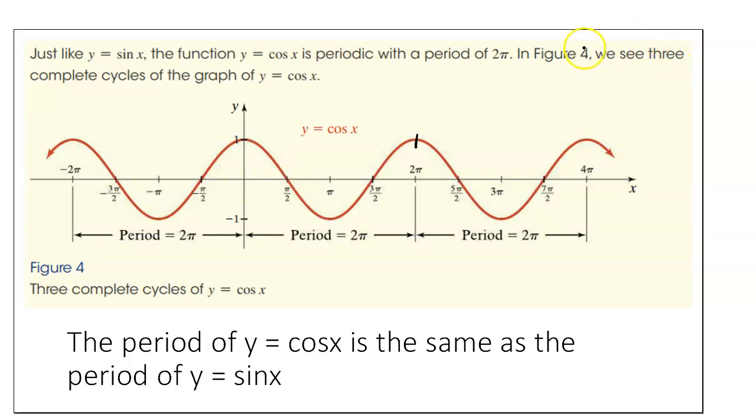Okay. So again, this is the smallest number you can add to any input in order to get the same output. So if you get an output of 1, the way to get another output of 1 is just to add 2 pi to that input, and so on. Okay, so cosine and sine have the same exact period.